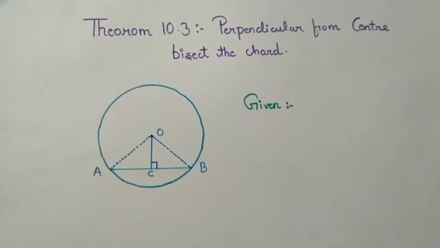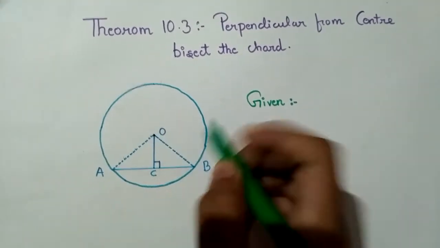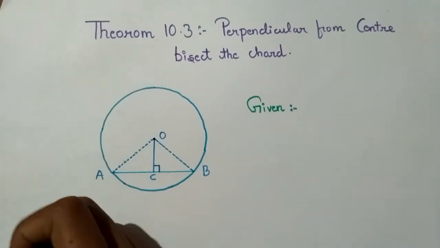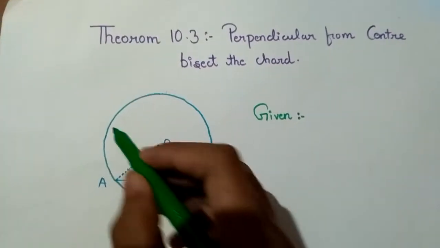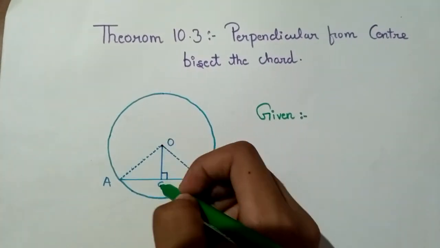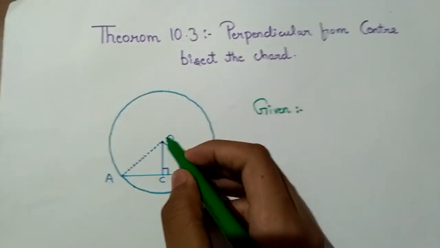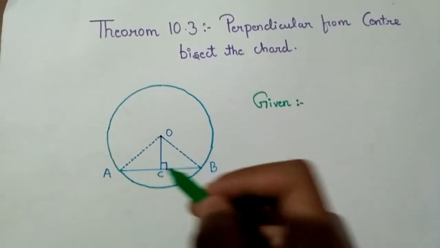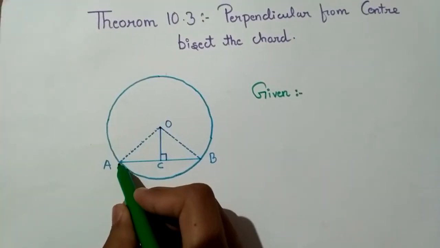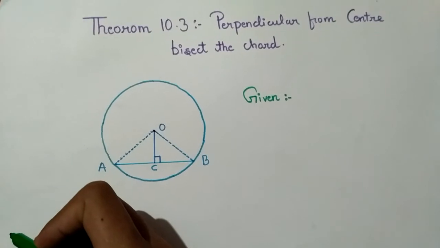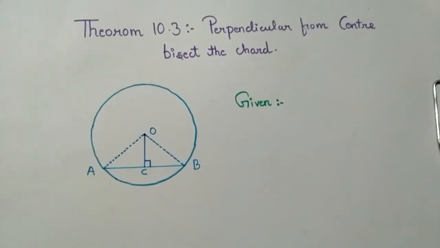In this figure, it's given that O is the center and AB is the chord. You can take it at any part of the circle; I have taken it here, you can take it in any other part. And we are given that OC is perpendicular to AB, so angles OCB and OCA are 90 degrees. What we have to prove here is AC equal to BC. So friends, it's a very easy process. Let's start the proof.